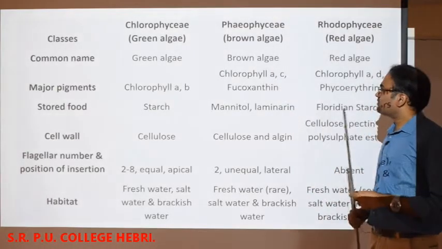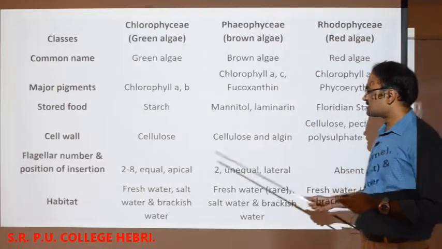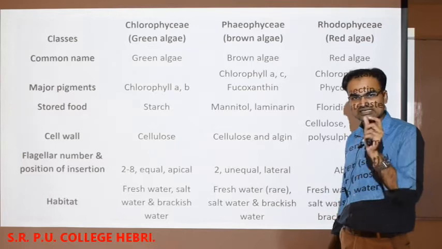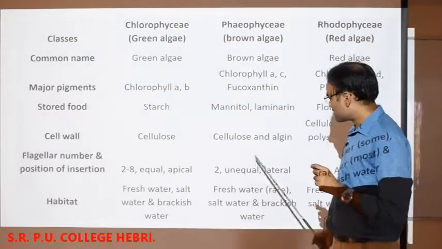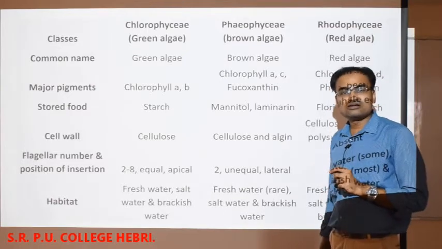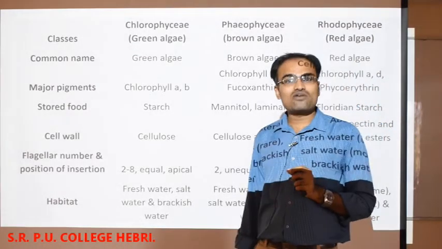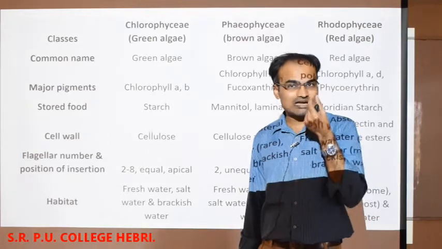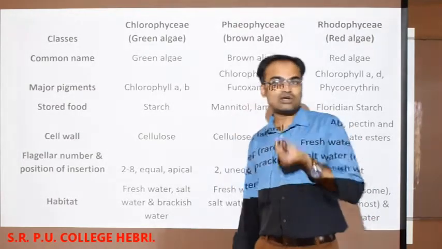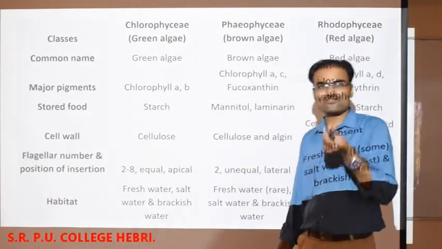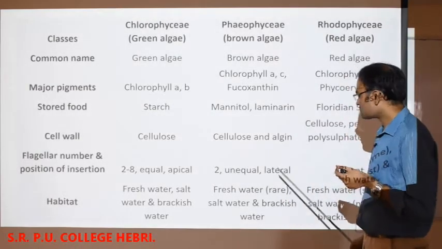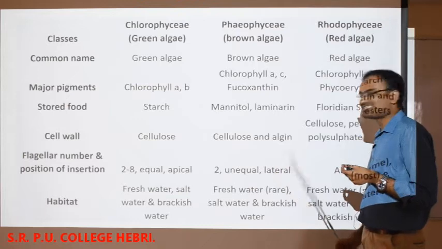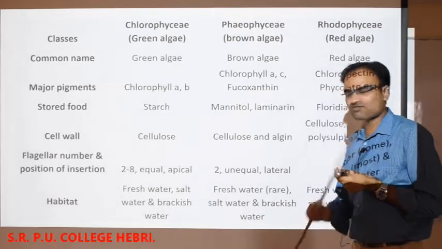In case of brown algae or the Phaeophyceae, the number of flagella is 2. It is restricted to number 2, but they are unequal. This is the important one. The flagella are unequal. It was called pyriform, isn't it? The spores or the gametes present in the brown algae we call pyriform ones. So they possess 2 unequal flagella, and their position is lateral on 2 sides of the body.